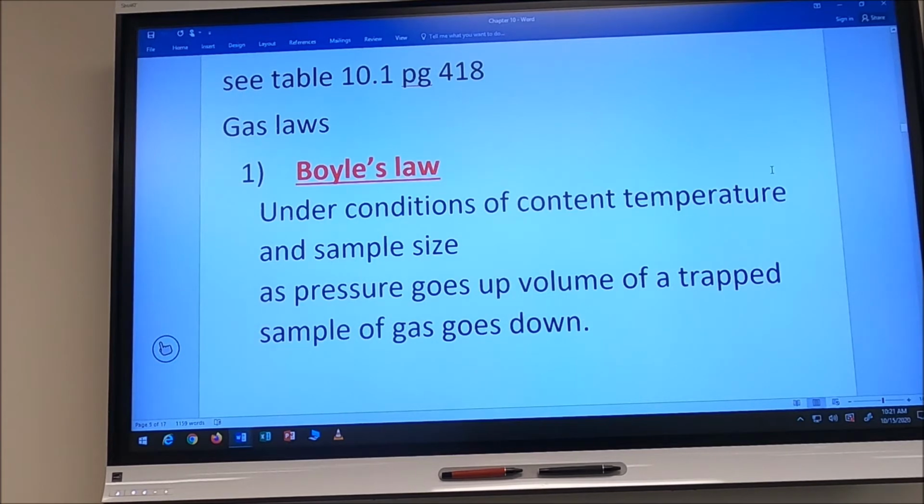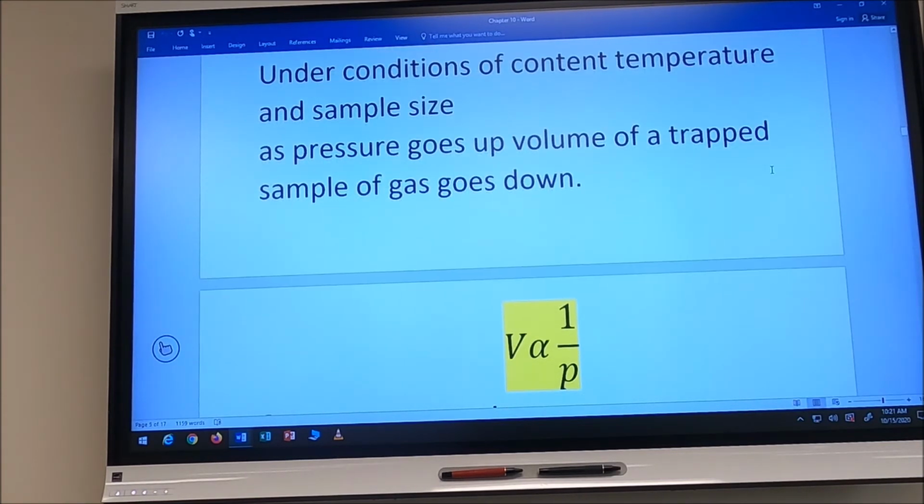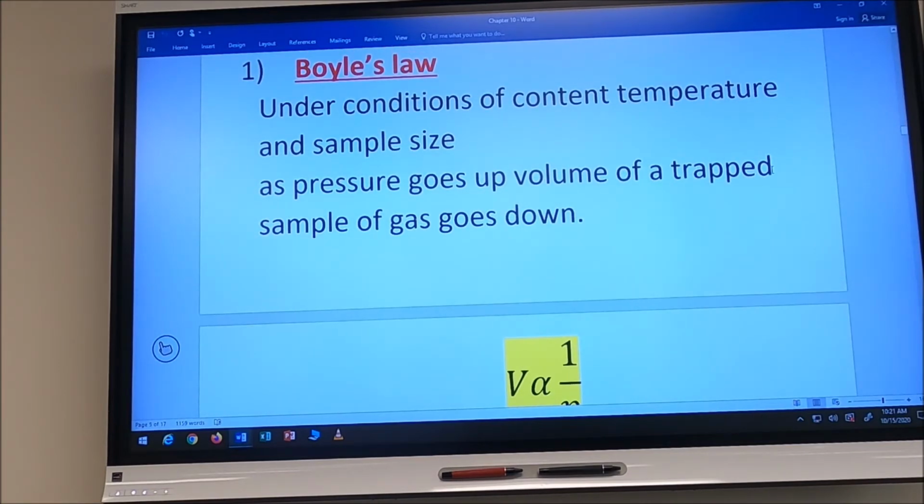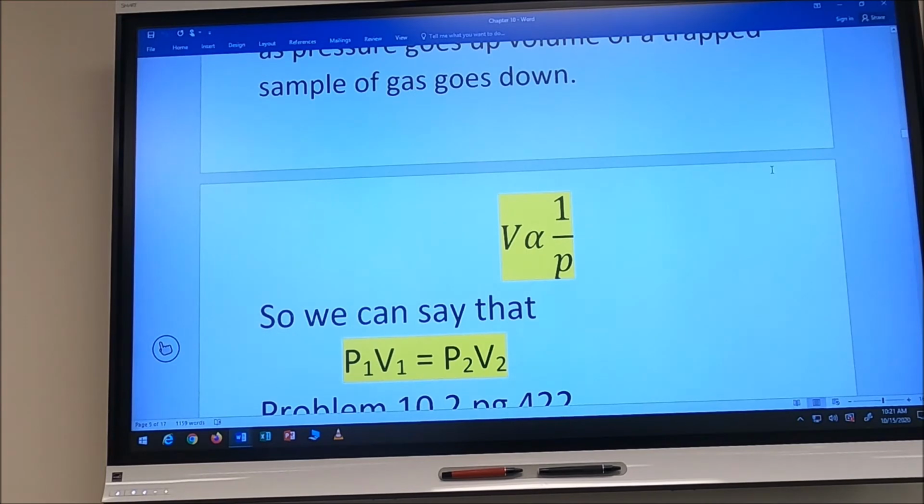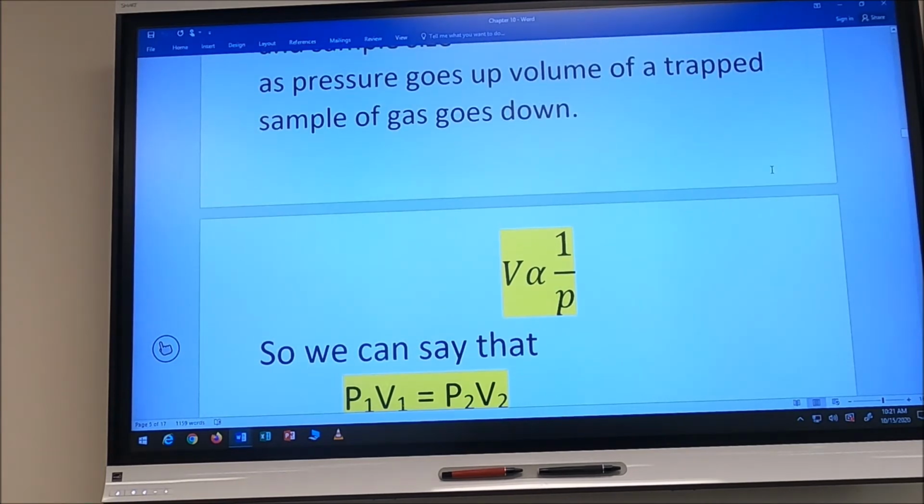So let's talk gas laws. Remember, a law is just a statement of fact, and it doesn't have an explanation why. It just says, this is it, okay? Boyle's law, we're looking at things happening under conditions of constant temperature and constant sample size. So you have a trapped sample of gas in a piston. Turns out that if you increase the pressure, you decrease the volume. And if you decrease the pressure, you increase the volume. This is referred to as an inverse relationship.